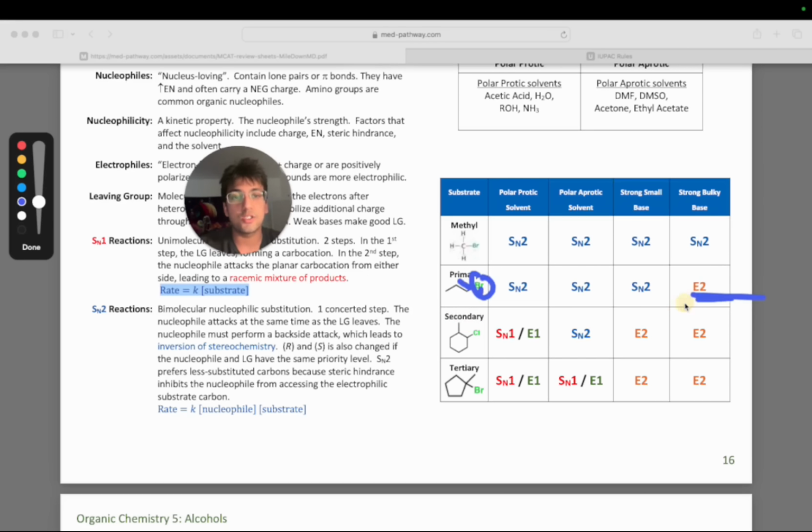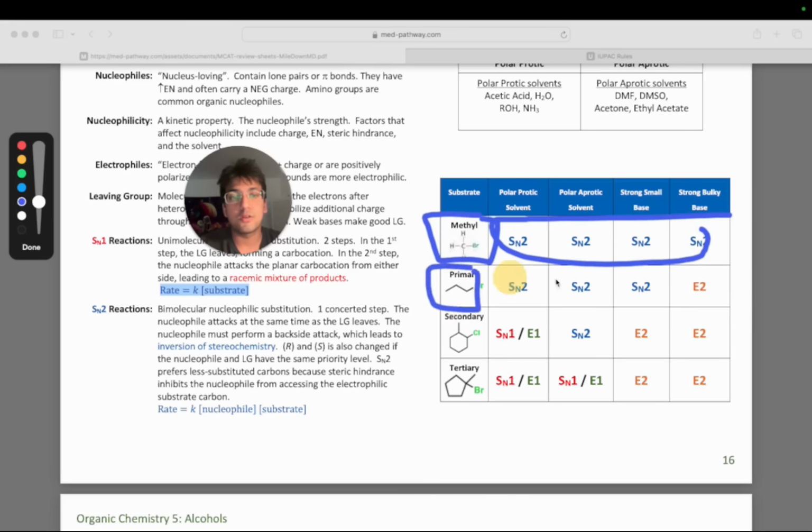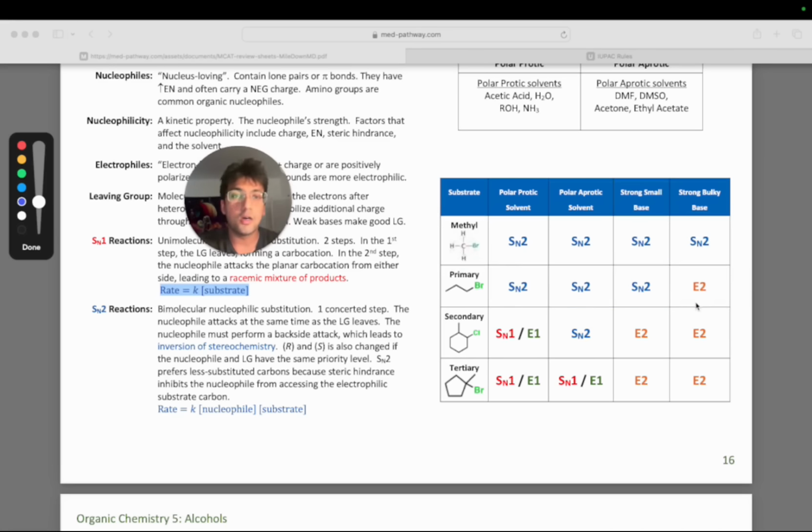That's an E2 reaction. So I would know that for a methyl, you're going to have all Sn2s. For a primary carbon, you're going to have all Sn2s unless it's a strong bulky base, in which case it's probably going to favor an elimination reaction. Why is it E2 over E1? It should make sense why, because this guy doesn't want to be a carbocation for too long.